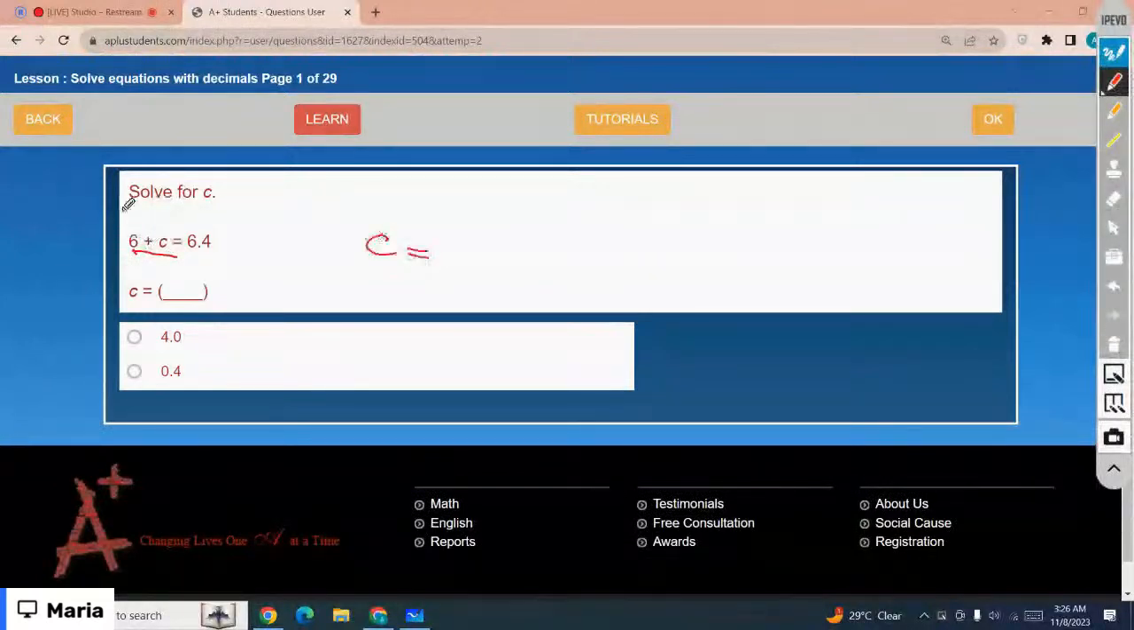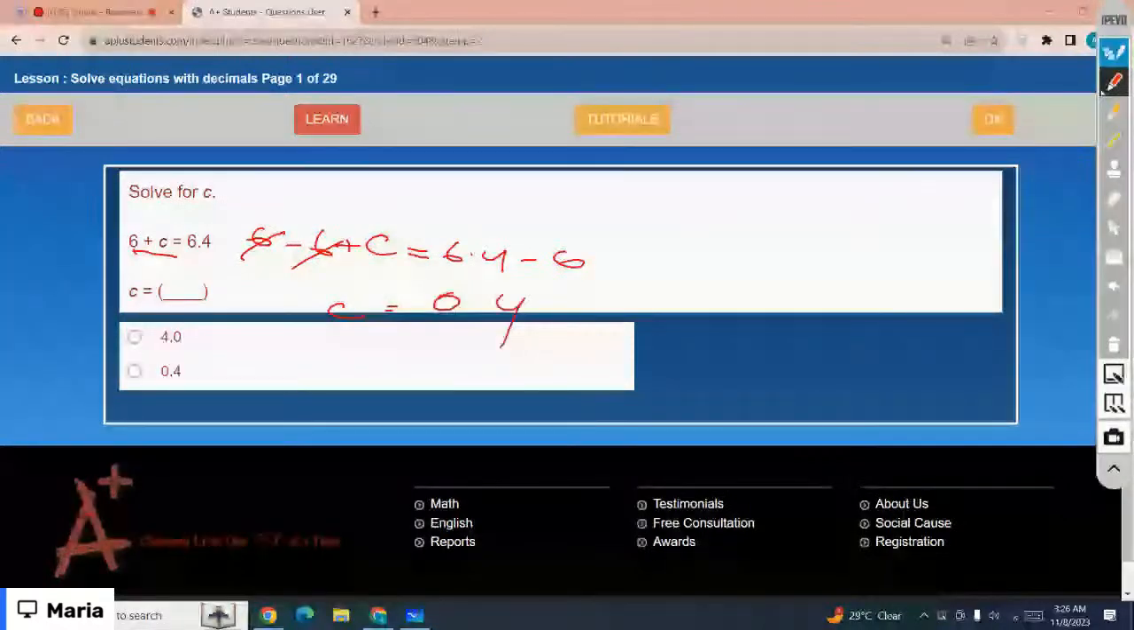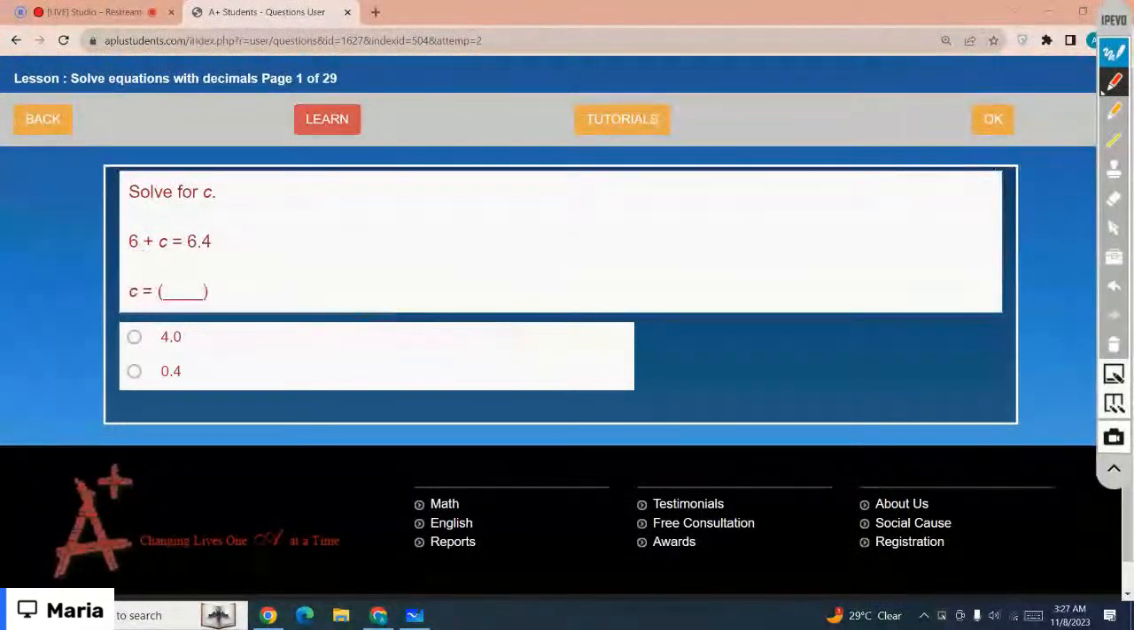So 6 is adding here, and the opposite of addition is subtraction. You need to subtract 6 from both sides, right? So 6 minus 6 is 0, so C equals 6.4 minus 6, that is 0.4. Very good, the correct option is 0.4. Got it?